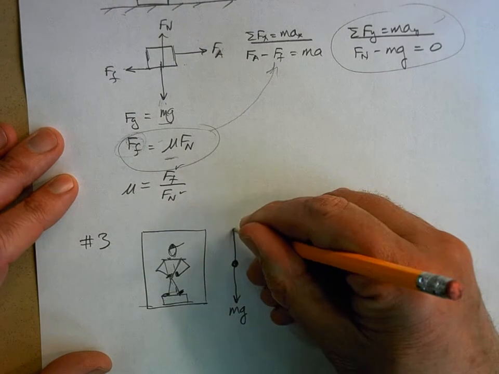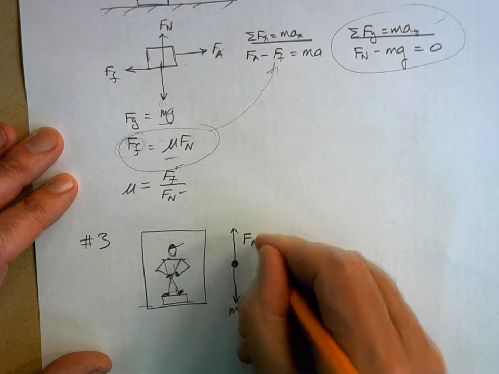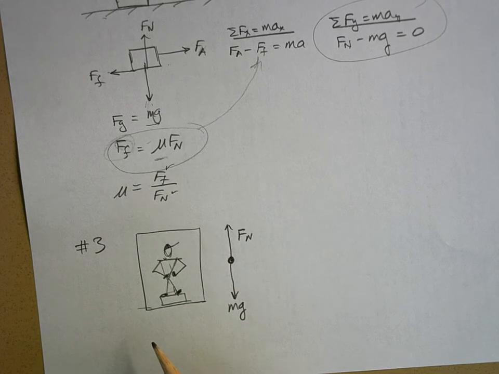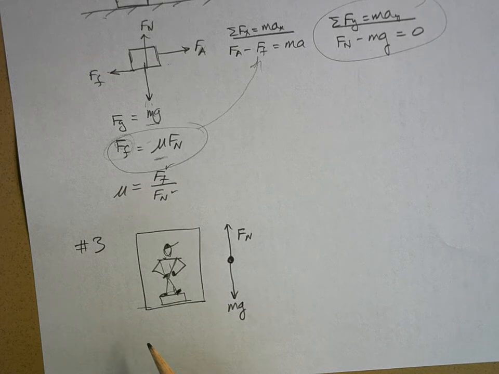Because there's a normal force. Now, what do spring scales actually measure? If you stand on a spring scale, it is not measuring your weight. The spring scale measures the normal force between your feet and the scale. If you are not accelerating, that normal force will be equal but in the opposite direction to your weight.